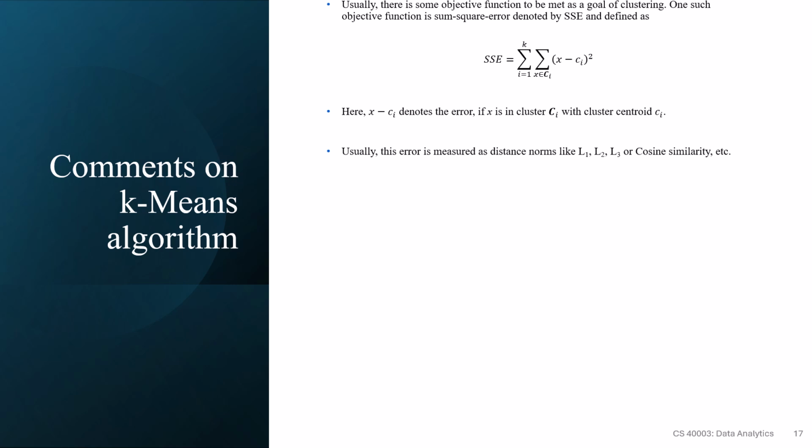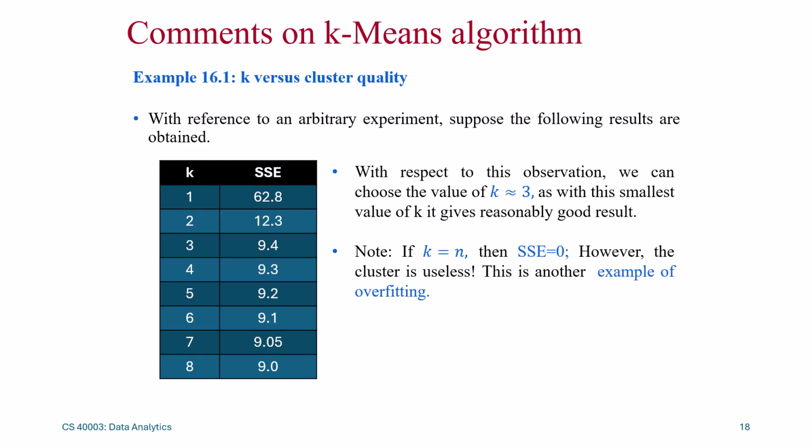Usually this error is measured as a distance norm like L1, L2, L3 or cosine similarity. When k equals 1, the SSE value is 62.8, and when k equals 2, the value is 12.3. So from this table we can find the optimum value of k.